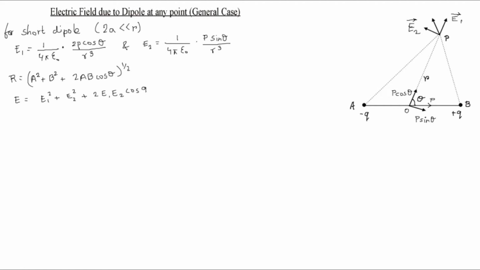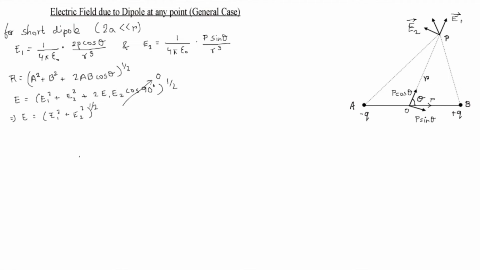So 2 E1 E2 cos 90, and we know cos 90 is nothing other than 0, and obviously there was a power half out there. So we are left with E is equal to E1 square plus E2 square, whole to the power half, since this part becomes 0.